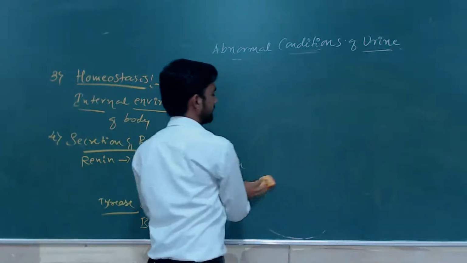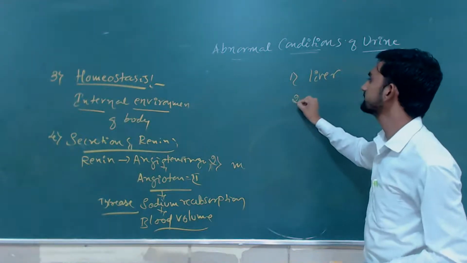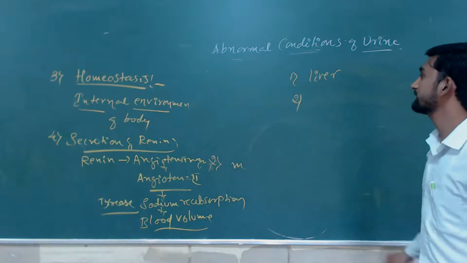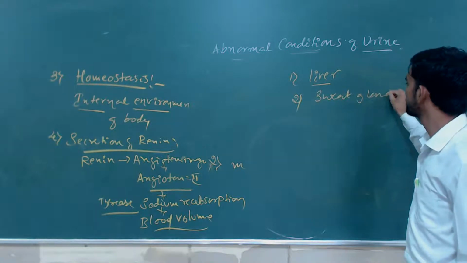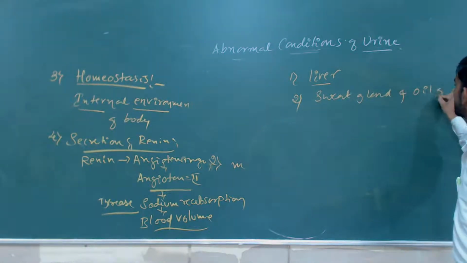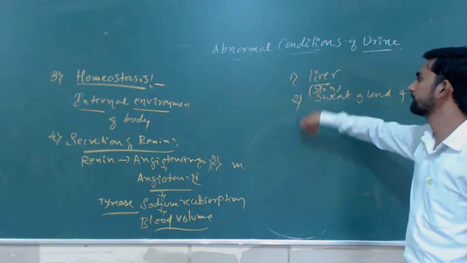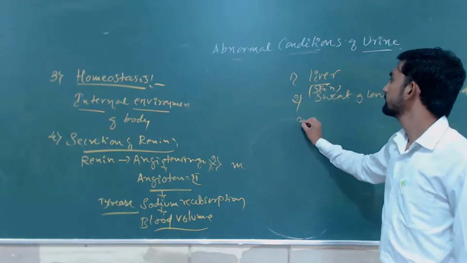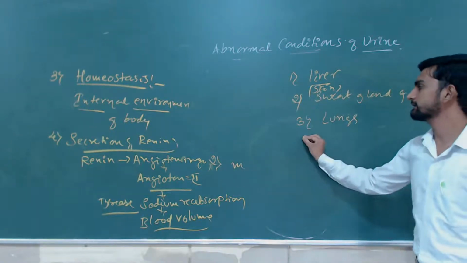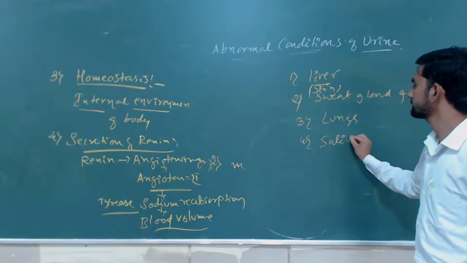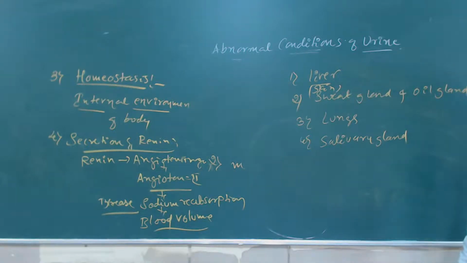Simple, superficial, I will tell. So first one, liver, kidneys. About the kidney, you already studied everything. Other than the kidney, the liver will come. Skin, in that skin the sweat gland will come, and the oil gland will come. Sweat and oil glands will come. So overall, in general, within the skin it may come. Right? Other than this, lungs. Other than this, salivary gland. All these are the other excretory structures.